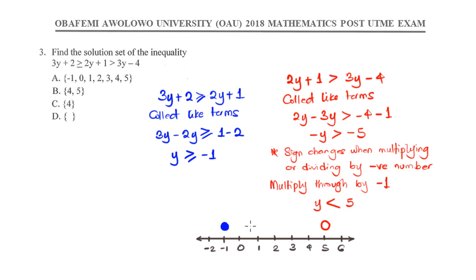So the solution is, of course, y is greater is going to the right, y is less is going to the left. So the two will have this common solution. And if we are to write out the solution, we are going to have minus 1 is included because we have or equal to. So we have minus 1, 0, 1, 2, 3, and 4. 5 is not going to be included because it is less than 5. So our solution is option A.